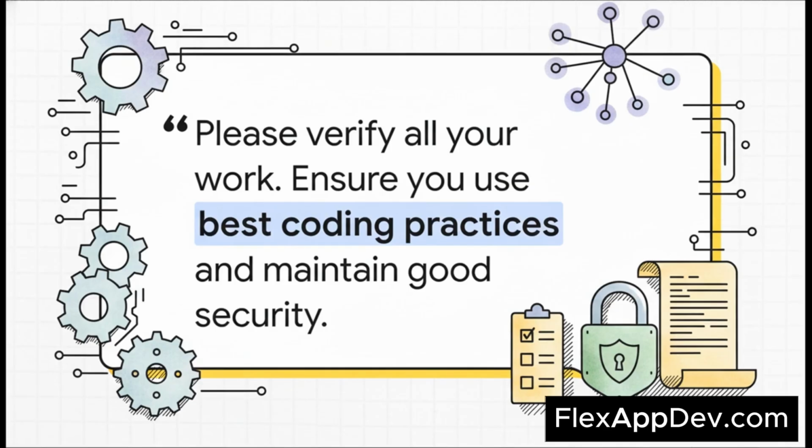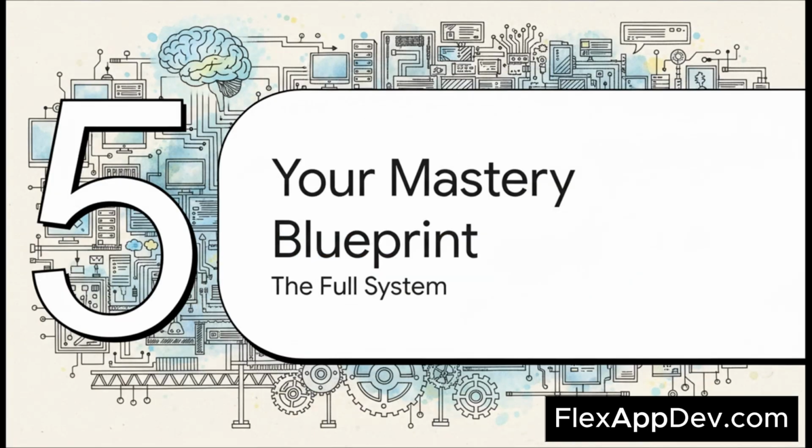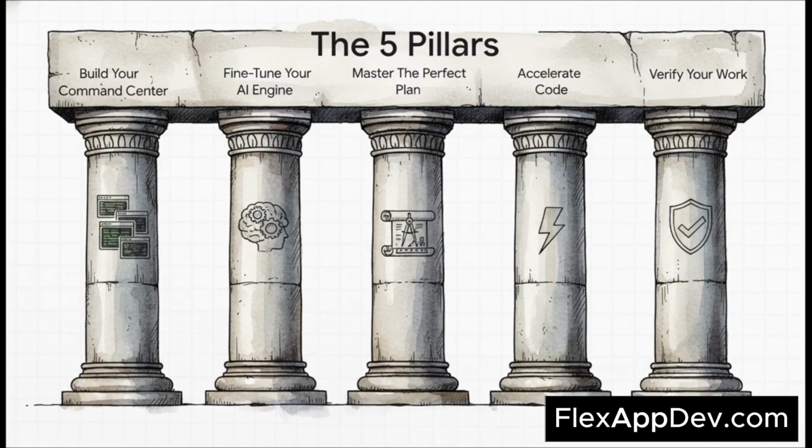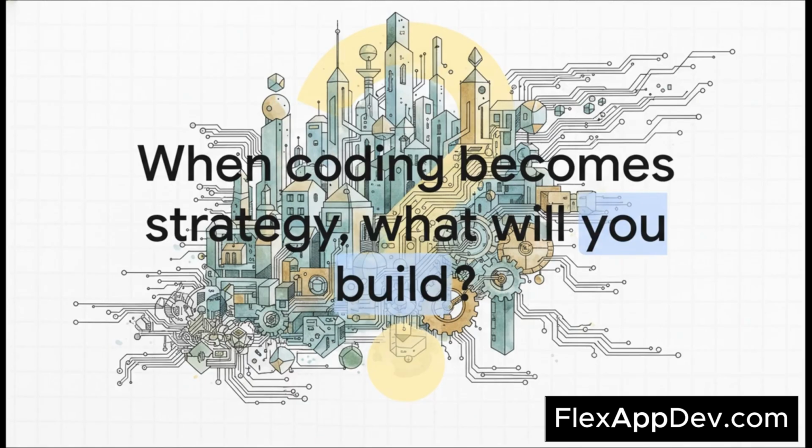Okay, so let's zoom out and put all these pieces together. This really isn't just a collection of cool tricks. It's a complete blueprint for an entirely new way of building software. It all comes down to these 5 pillars. You build your multi-terminal command center, you fine-tune the AI with the Opus model and a claude.md file, you master the perfect plan through iteration, you accelerate your work with custom /commands, and then finally, you verify everything with one last prompt. That's the system.